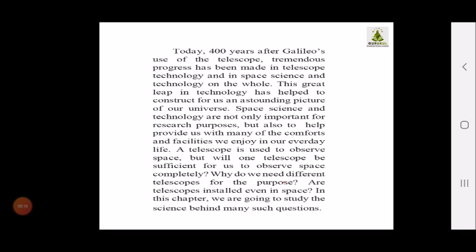We all know that 400 years after Galileo used the telescope, tremendous progress has been made in telescope technology and in space science and technology on the whole. This great leap in technology has helped us understand the universe. Space science and technology are important not only for research purposes but also for providing us comforts and facilities. A telescope can be used to observe space, but why do we need different types of telescopes for that purpose? We are going to study these things in the present chapter.